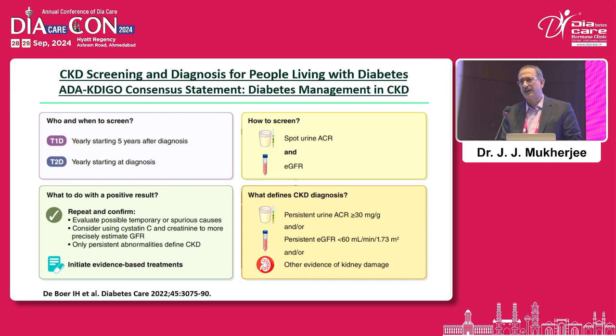How do you screen? I think many of us are still guilty of writing serum creatinine in our prescriptions. Please don't. From tomorrow, please change your practice after this talk. Just write eGFR, using the CKD-EPI formula. Don't write creatinine 1.6, 1.8. It means nothing. You have to calculate the eGFR. A creatinine of 1.5 does not mean the same eGFR for a 30-year-old, 60-year-old, 80-year-old, male or female. It's very easy to calculate. And also do an ACR.